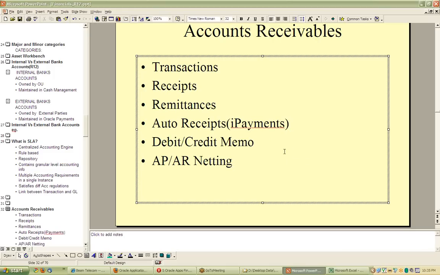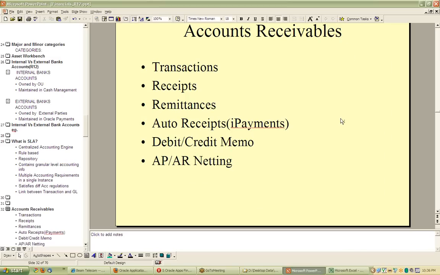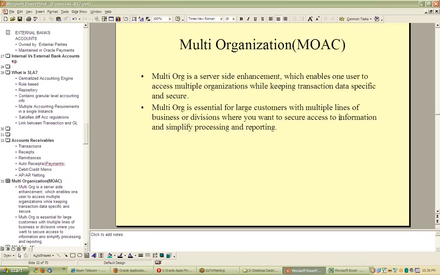Now then we have a debit or credit memo, the same concept, whenever there are returns or rejections. Then AR/AP netting. Any idea about this one? It squares up the accounts, kind of. If the same customer is also a supplier, then you net off and you make a final payment, or you set it off and you get a final receipt.